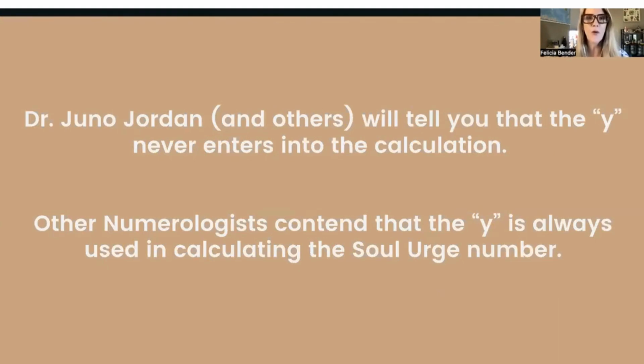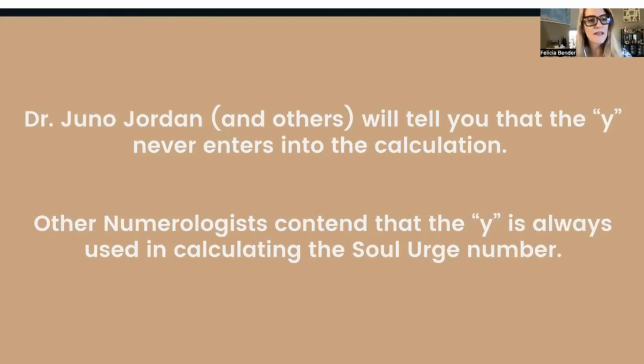If you know me, you know I love to look at different schools of thought. I love to give you that information about who I'm looking at, who I studied with. Dr. Juno Jordan is a famous numerologist with great books. If you are into numerology, look her up. Amazing material there. She and other numerologists will say that the Y never enters into the calculation, no matter what. That's that school of thought. Other numerologists will contend that the Y is always used in calculating the soul urge number.